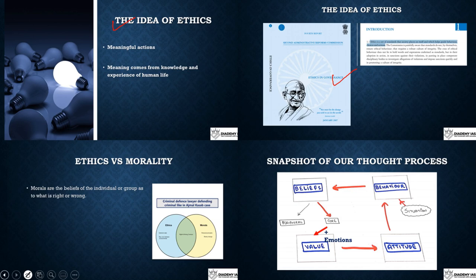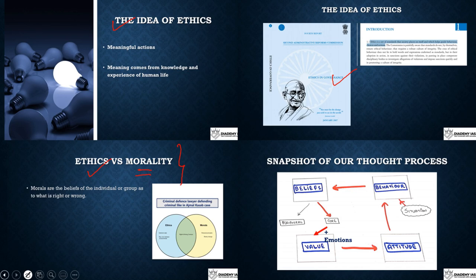Then we discussed in detail ethics versus morality, but be careful. Later on, we might be able to use them interchangeably also. There are subtle differences between them, but sometimes we use them interchangeably also.